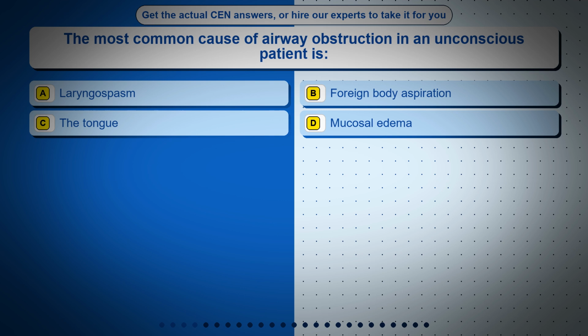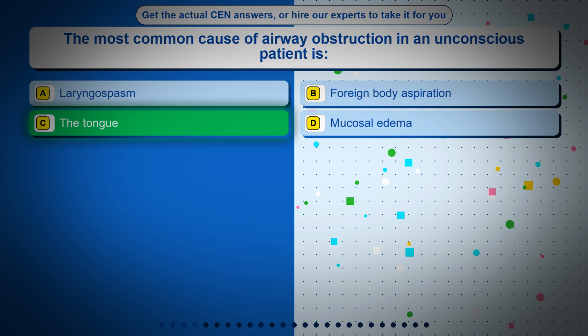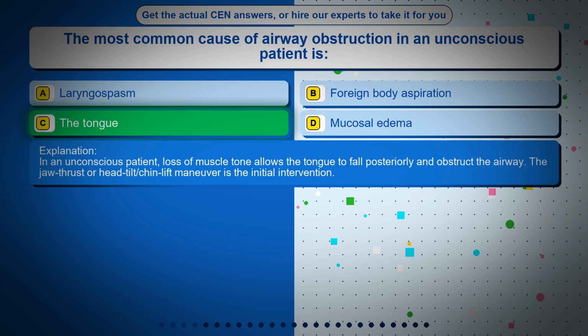Question 4. The most common cause of airway obstruction in an unconscious patient is Option A, laryngospasm, Option B, foreign body aspiration, Option C, the tongue, Option D, mucosal edema. The correct answer is Option C, the tongue. In an unconscious patient, loss of muscle tone allows the tongue to fall posteriorly and obstruct the airway. The jaw thrust or head tilt/chin lift maneuver is the initial intervention.